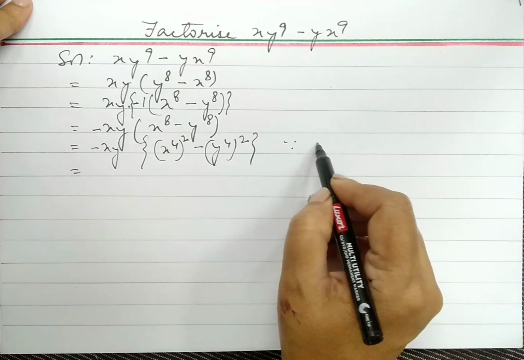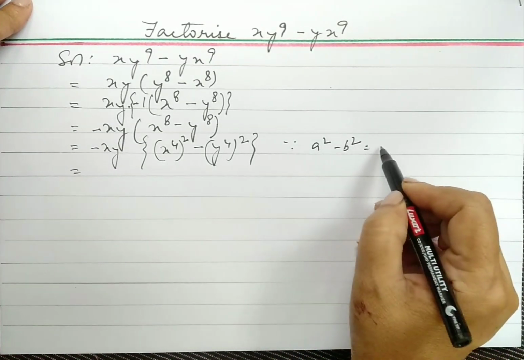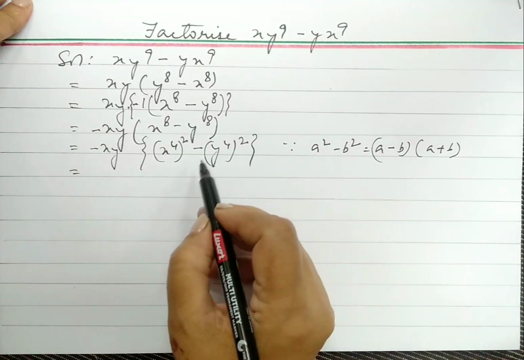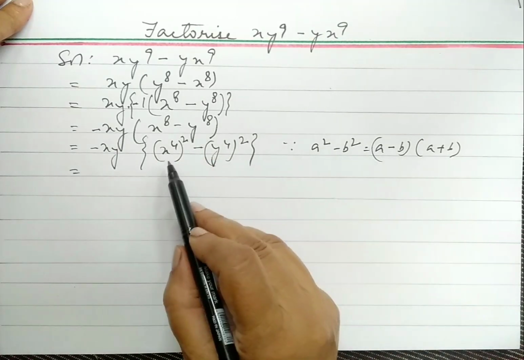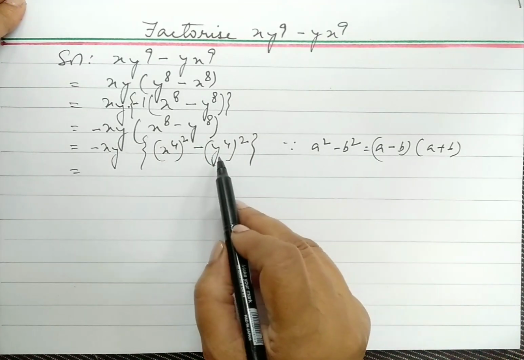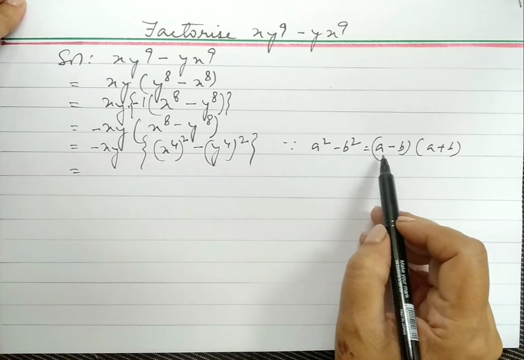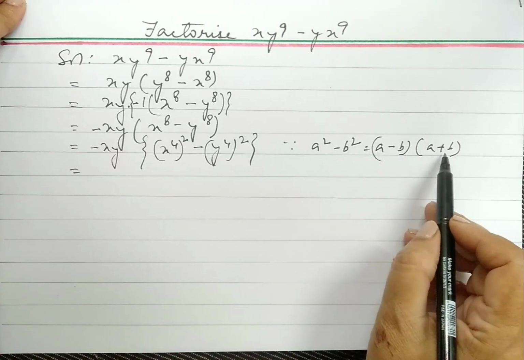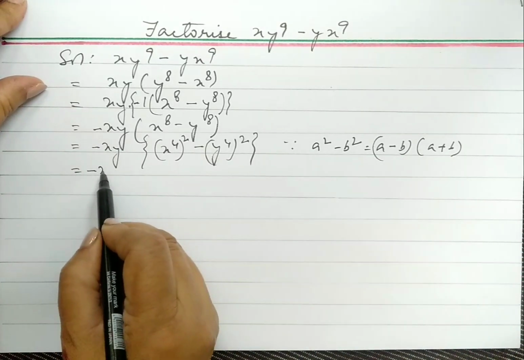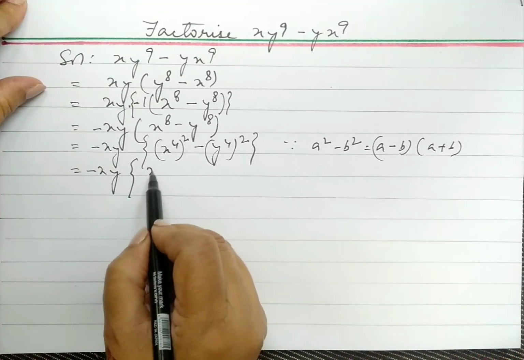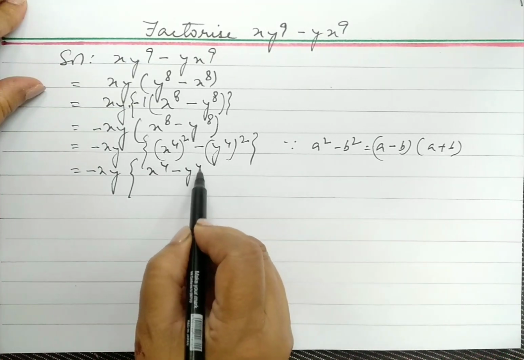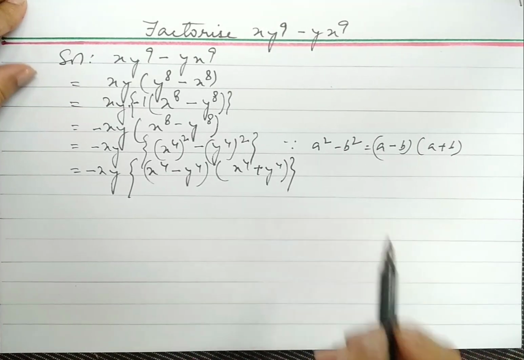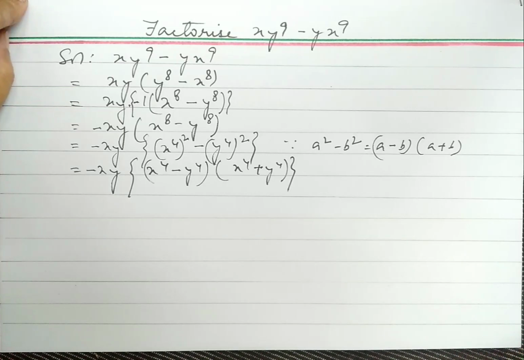since we know that a square minus b square equals a minus b and a plus b. So we try and bifurcate this into two parts. a is x to the power 4, b is y to the power 4. So we'll write a minus b, that is x to the power 4 minus y to the power 4, x to the power 4 plus y to the power 4. So minus xy, and here we have x to the power 4 minus y to the power 4 and x to the power 4 plus y to the power 4. Alright, so there we go.